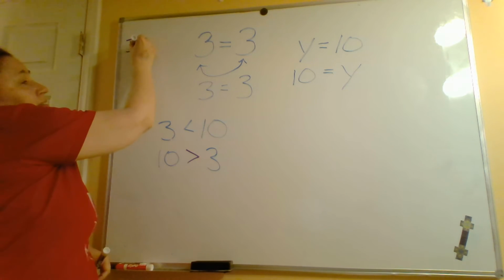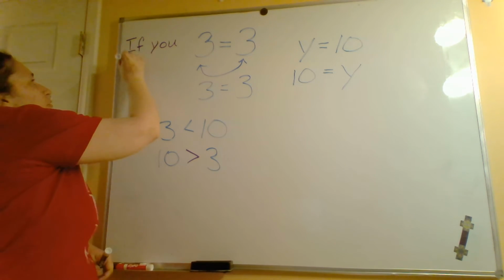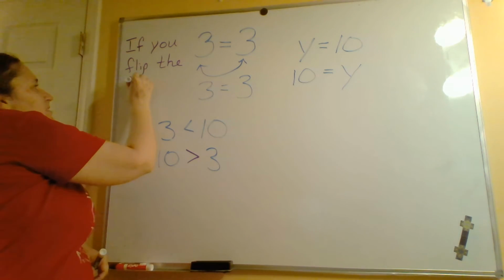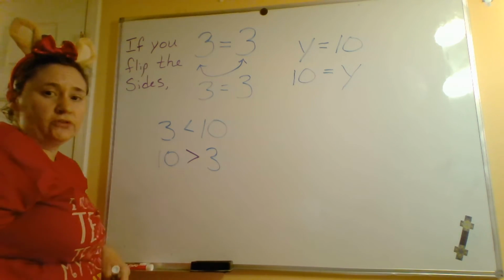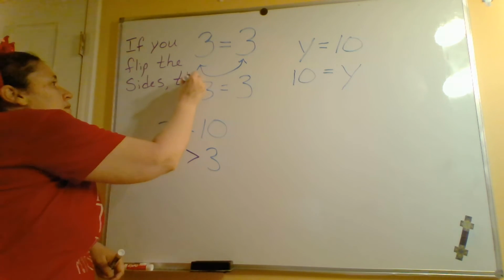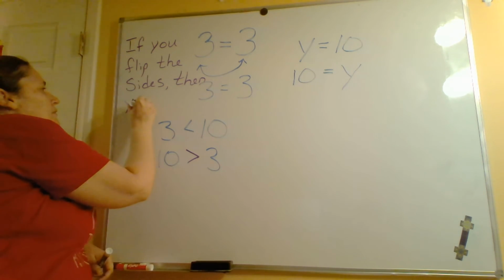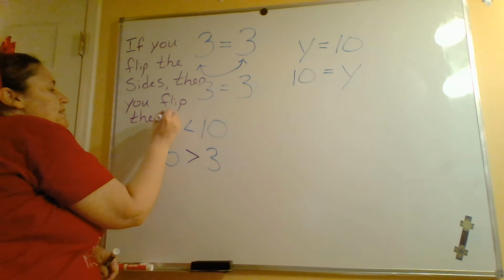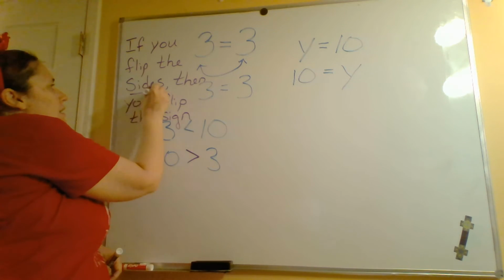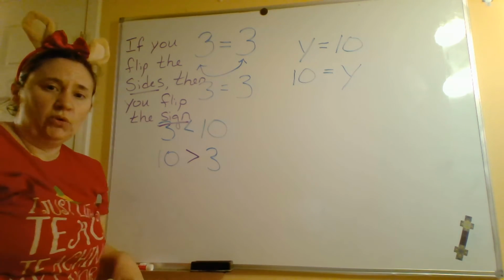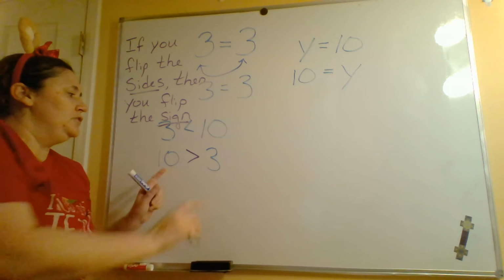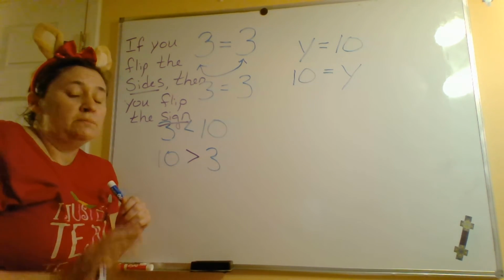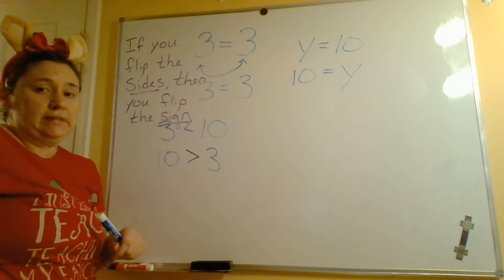You should write this down. If you flip the sides that the two numbers or variables are on, then you flip the sign. If you flip the sides, you flip the sign. That's the moral of today's lesson. If you take what's on the right and put it on the left, and what's on the left and put it on the right, to make it a true statement, you have to flip the sign.